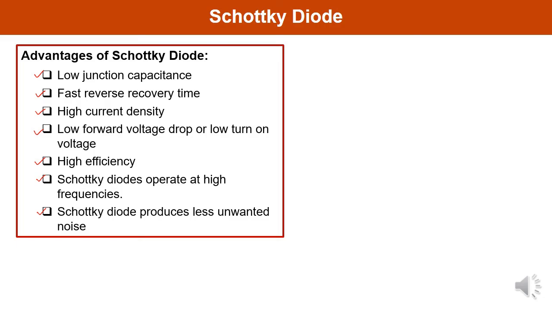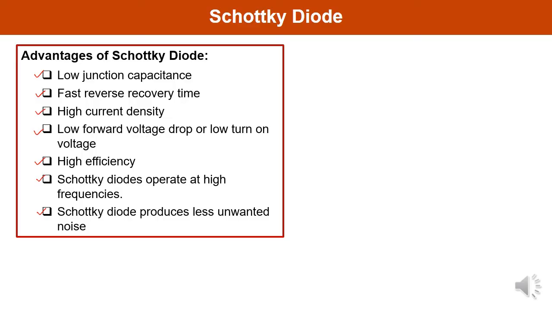There are certain drawbacks also. What is the drawback? Low reverse breakdown voltage. It means low peak inverse voltage in comparison to the PN junction diode. So low reverse breakdown voltage is sometimes a drawback. It has a high leakage current. So high leakage current is also a drawback.